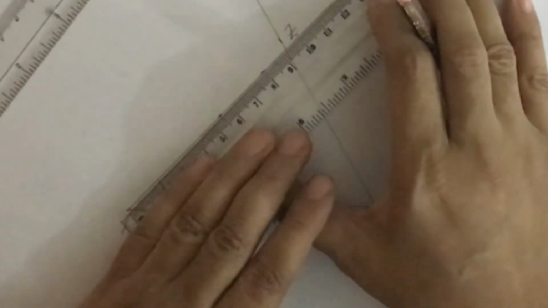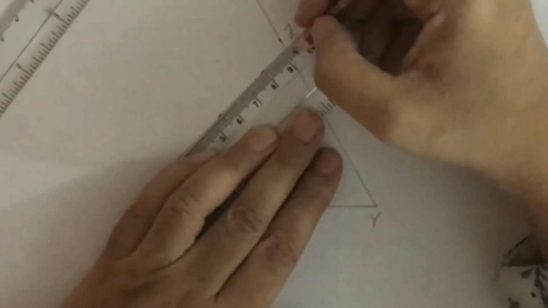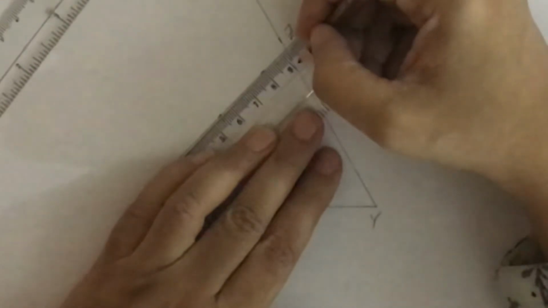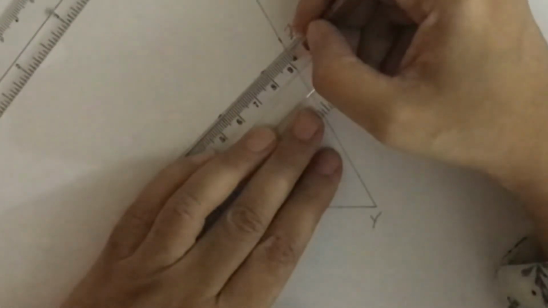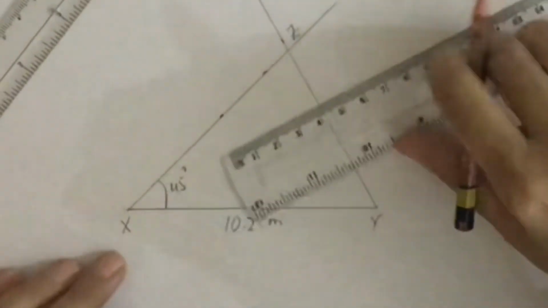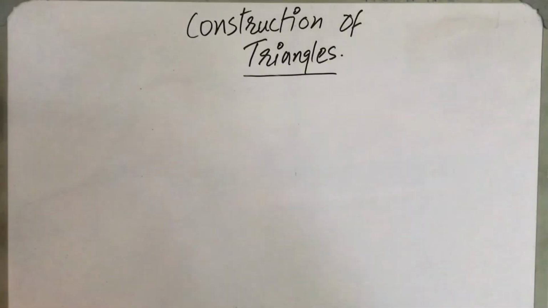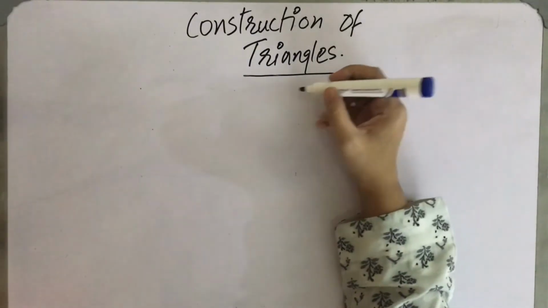The length depends on your good scale, sharp pencil. It is 9.3 and accurate drawing. So finally we have learned 3 types of triangles.